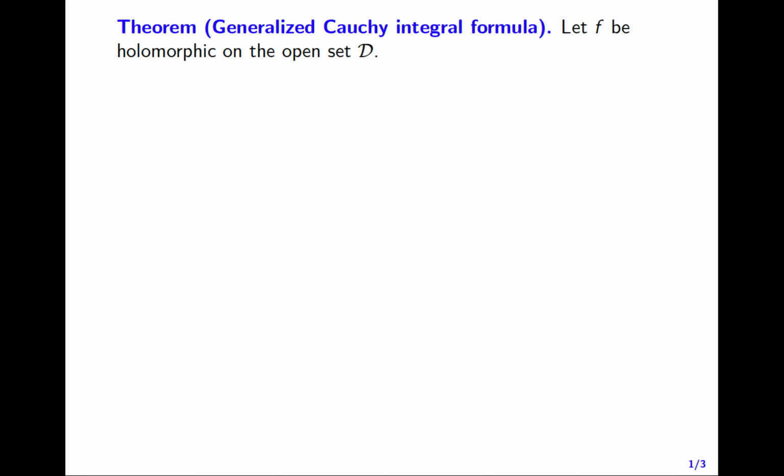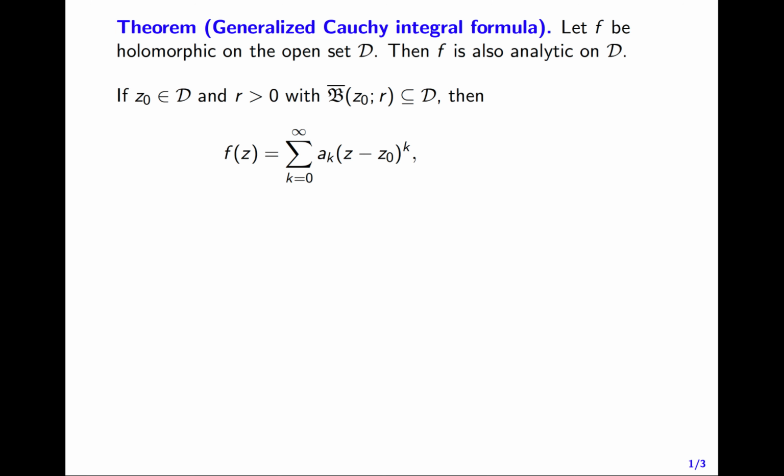Hello, and welcome to our proof of the generalized Cauchy integral formula. We'll start with a function f that's holomorphic on the open set D. D here does not have to be a domain or a star domain, just open. If this is the case, then f is also analytic on D. So what does this mean?